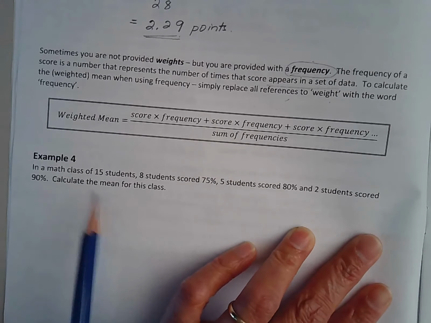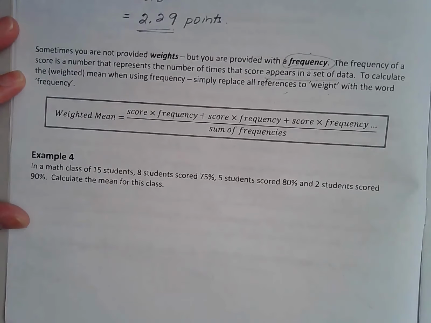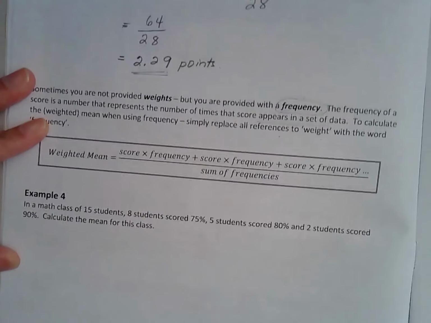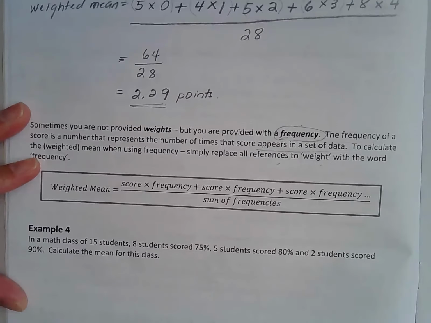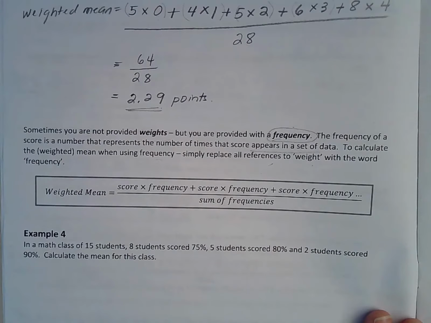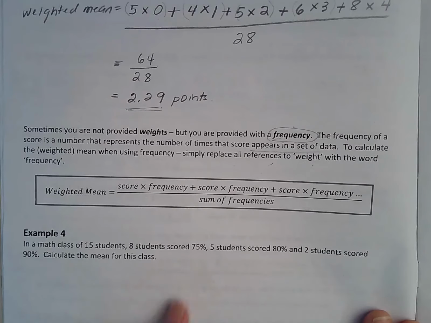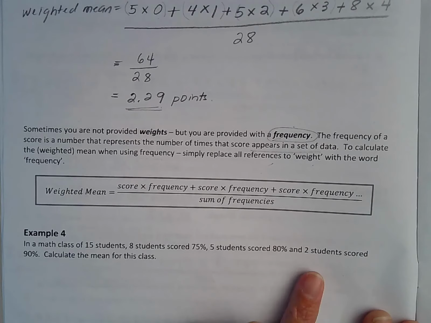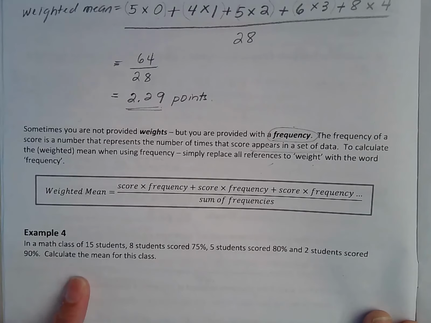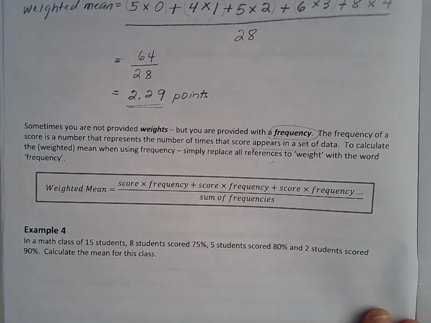Okay, so now let's take a look at this one. Example 4. In math class, there are 15 students. 8 students scored 75, 5 students scored 80, and 2 students scored 90%. Calculate the average for the whole class.